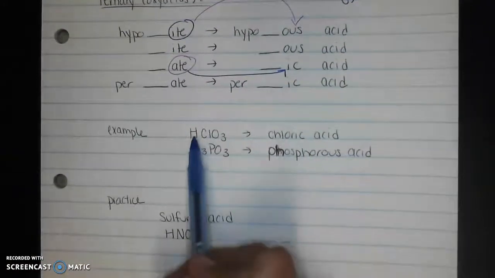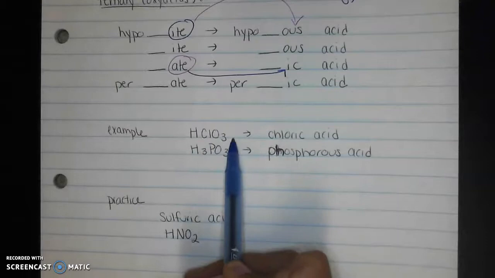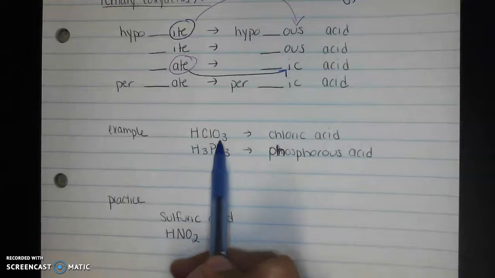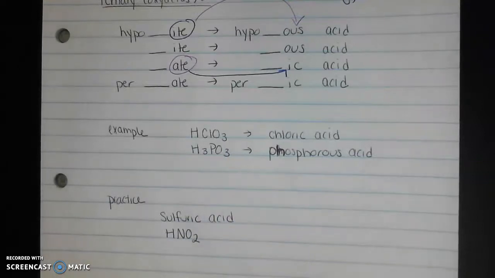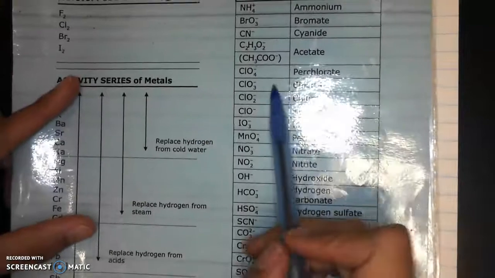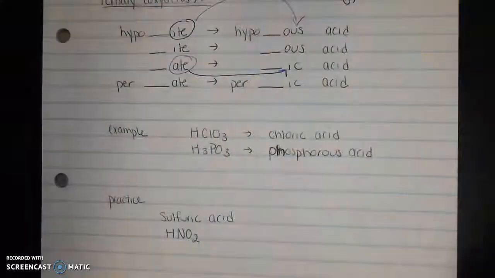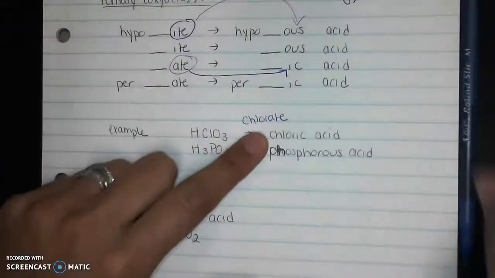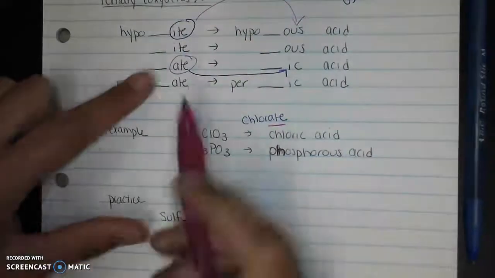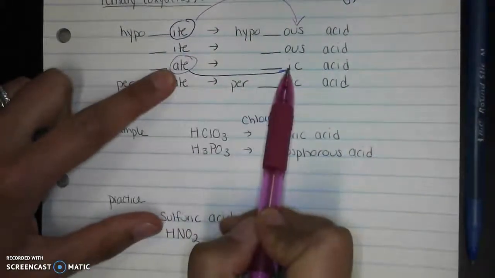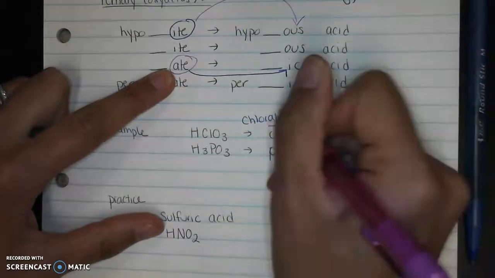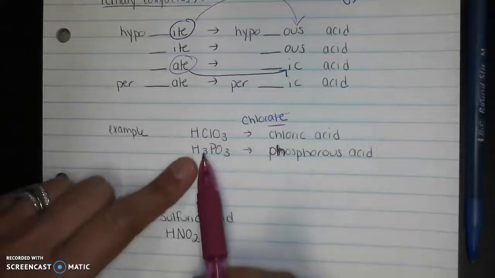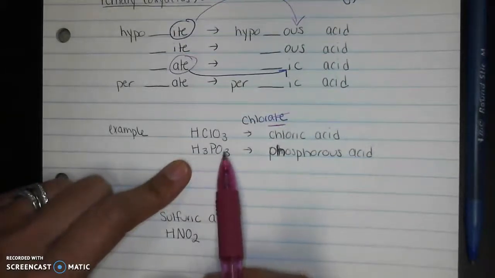So here's our example. Let's say I have HClO3. Well, we know it's an acid because we're starting with hydrogen. So then I look up ClO3 on my list of polyatomic ions. ClO3 is chlorate. So here I have an ate ending, so I go to ate and it becomes ic. So I drop the ate, so it becomes chloric acid. That's it.